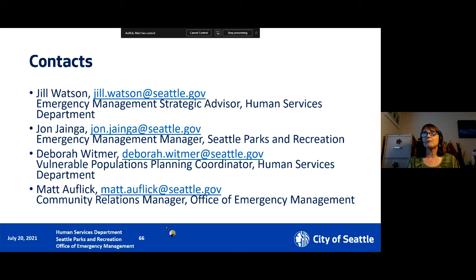So just keeping in mind that there are also limitations on pet behavior. If an animal is being dangerous, they're not going to necessarily be able to stay at the shelter. So making sure you know your animal and what you need is really key as well.